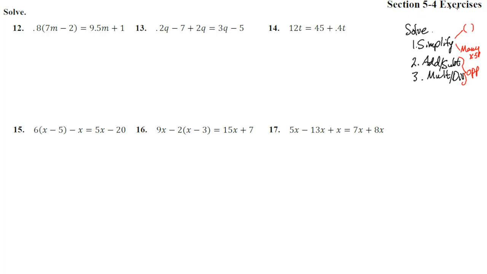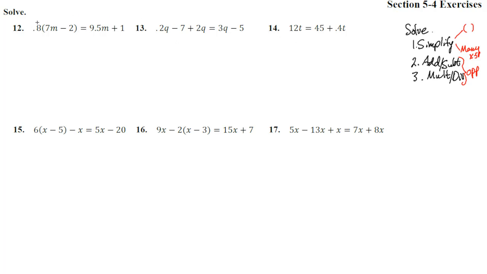Here we are in section 5-4, exercises numbers 12 through 17, where we are solving equations. Remember, we have this three-step process. Some of these have decimals involved, so the end answer might be a little tricky to get, but let's go ahead and work on it. Okay, so step number 1 on number 12.